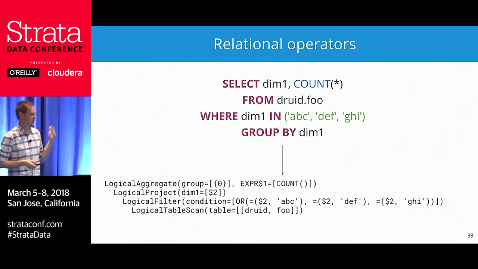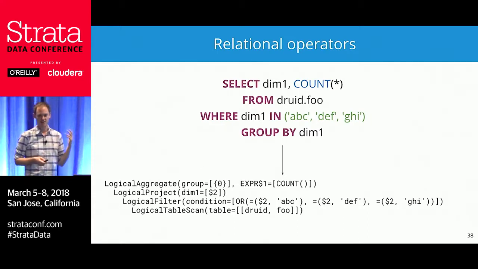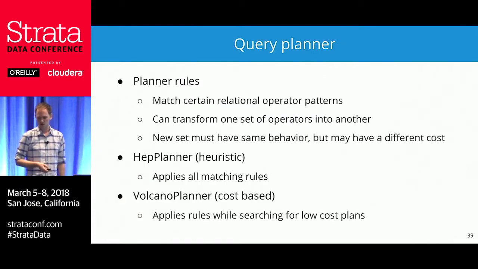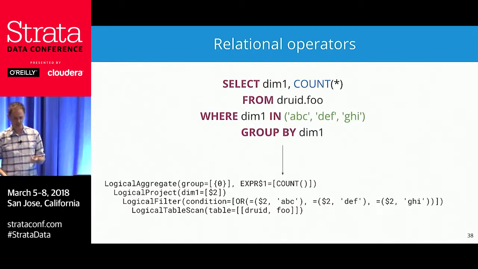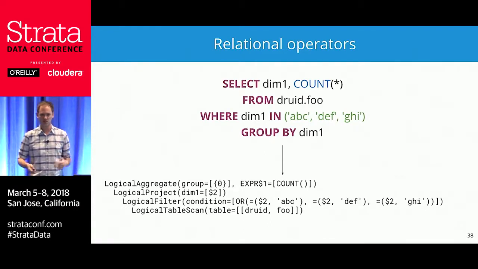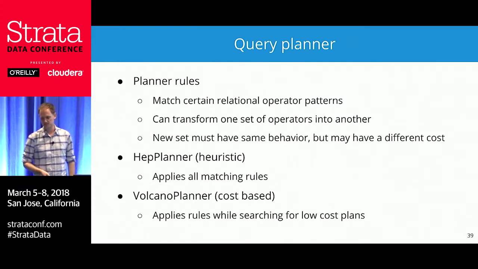So this is how Calcite would represent the unoptimized or logical operator tree that has not yet been converted to Druid, or to whatever it's going to convert to. Obviously, Calcite doesn't just work with Druid. Then finally, there's the planner that's going to take that basic logical operator tree, and it's going to convert it into the calling convention of the target data system and optimize it.